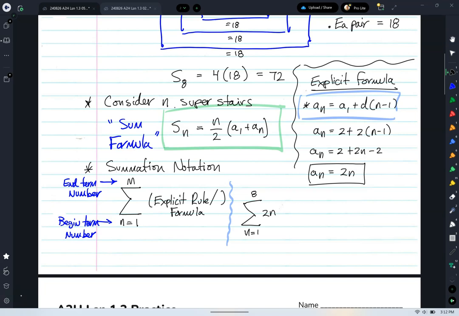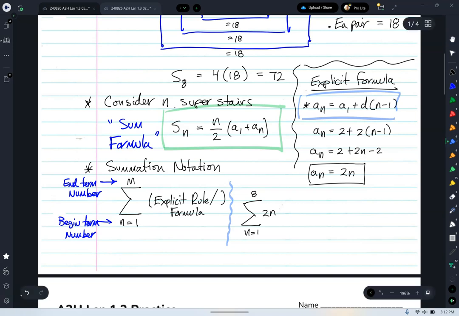With that. Think about it. Doesn't that make sense? Doesn't that answer the question right there? Right? If we know that the formula is double the term number, what is the sum from 1 to 8 doubling each one of those numbers?